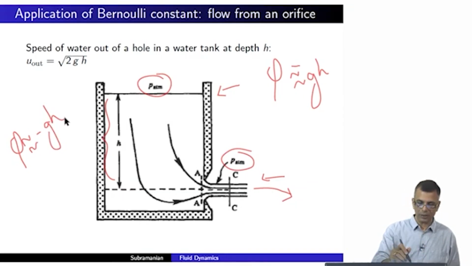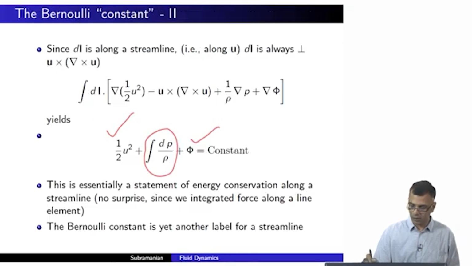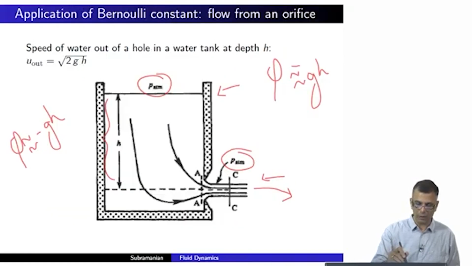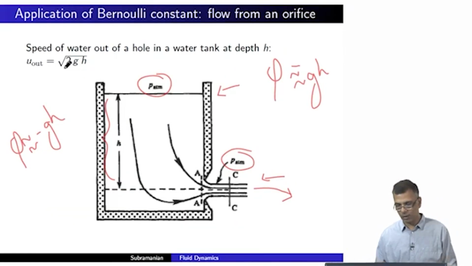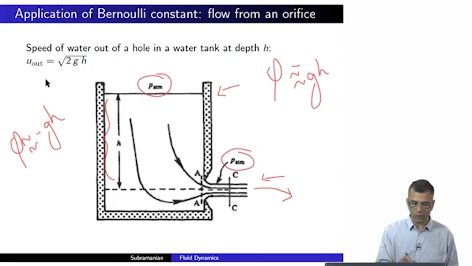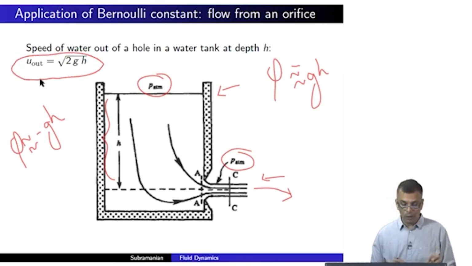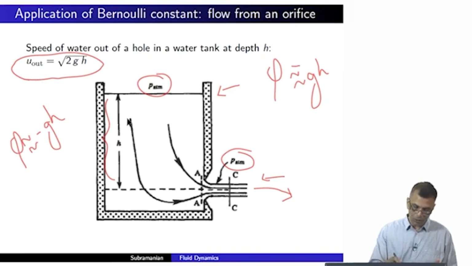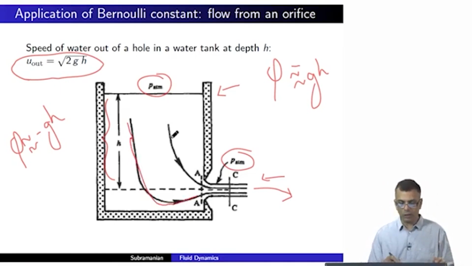Okay. So if you plug this in here, phi is minus gh, you can immediately see that you get half u squared is equal to gh, and therefore u squared is equal to, u out is equal to square root of 2 gh. What did we do? We applied Bernoulli's constant to a particular streamline, to one streamline like this. Okay. So we invoked energy conservation along a particular streamline. This is what we did. And that immediately gives you this familiar result.